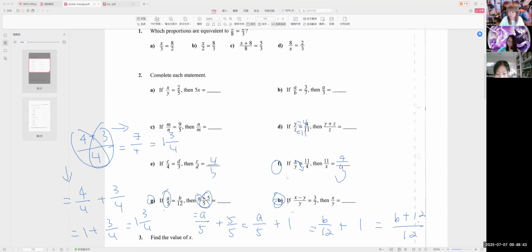Get it? Okay, so number H, could you do it yourself? Number H, could you do it yourself? Can you do this one now? Separate it, right?